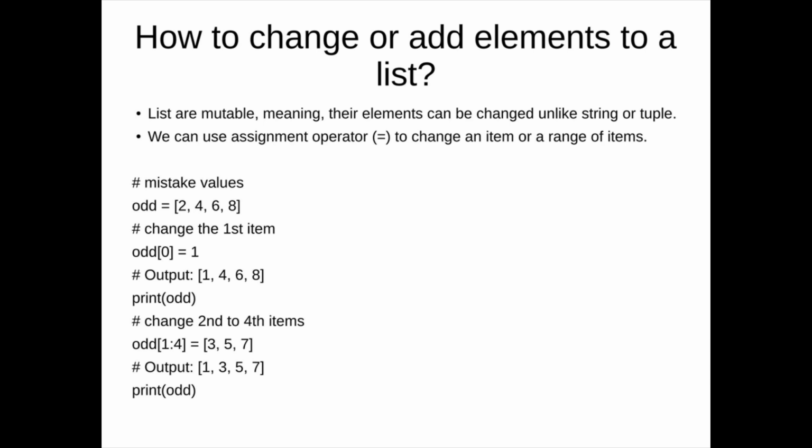How to change or add elements to a list? Lists are mutable, meaning their elements can be changed, unlike a string or tuple. We can use the assignment operator, which is equal to, to change an item or a range of items. Here odd equal 2, 4, 6, 8, and odd of 1 colon 4 equal to 3, 5, 7. It should be displayed in the output as 1, 3, 5, 7.